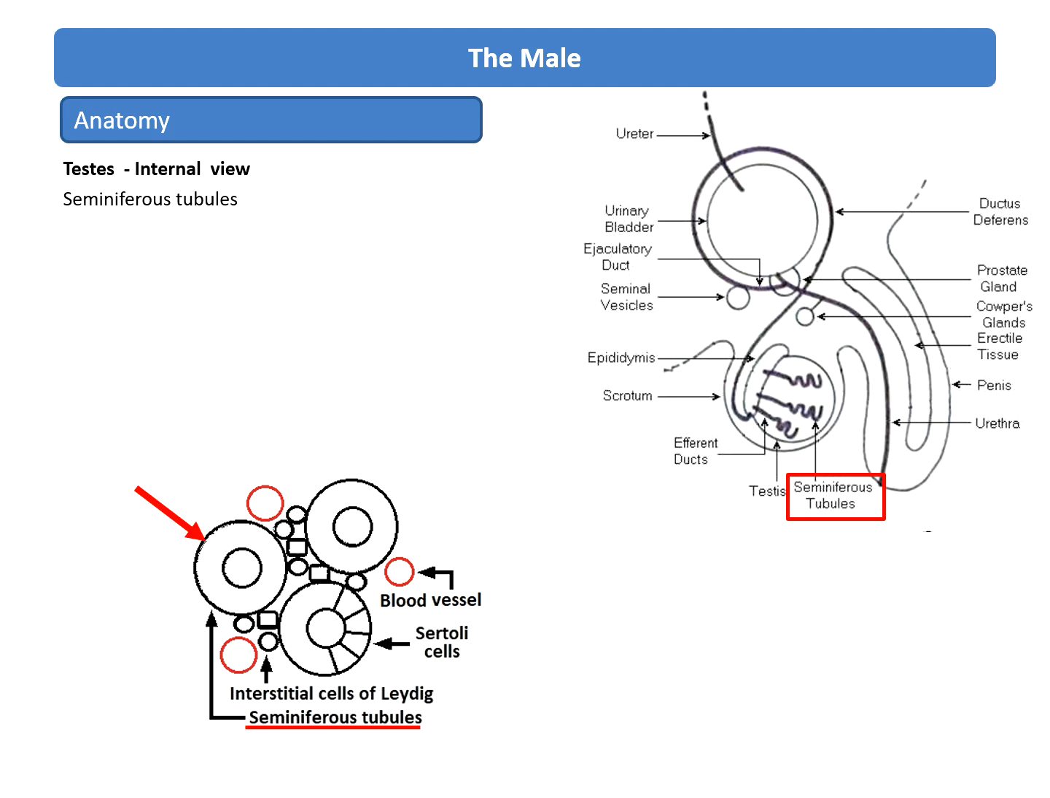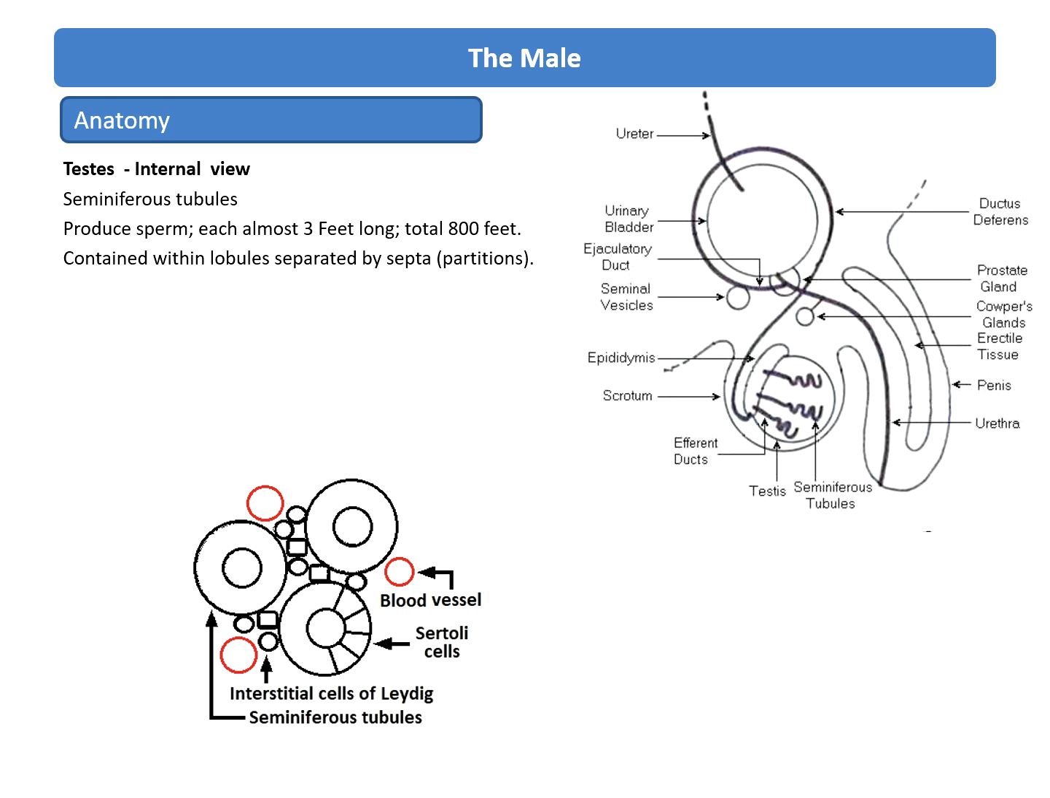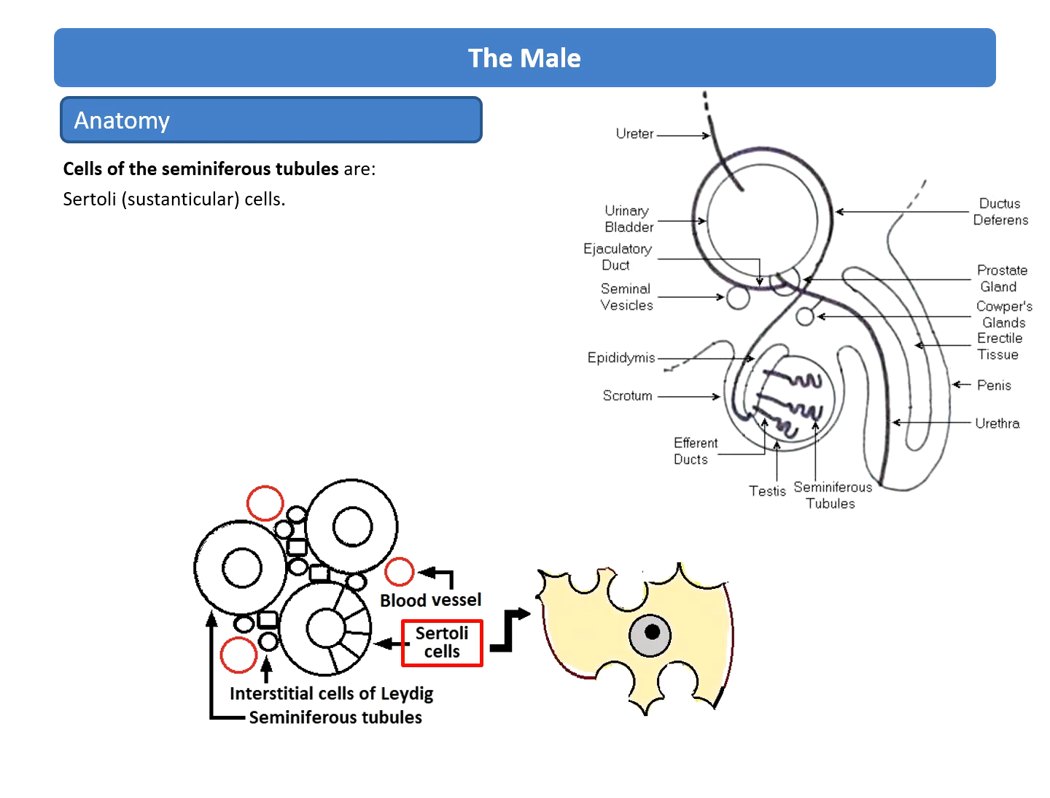Internally, the testes contain seminiferous tubules. They produce the sperm. Each one is almost 3 feet long, for a total of something like 800 feet. They're contained within lobules separated by septa. Interstitial cells of Leydig are found between the tubules and they secrete testosterone. The cells of the wall of the seminiferous tubule are called Sertoli, or sustentacular cells.